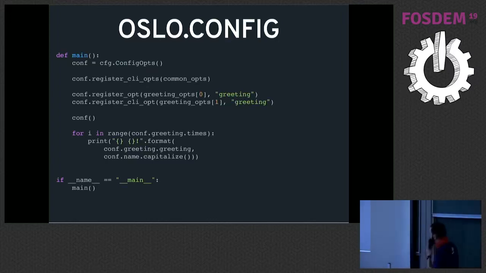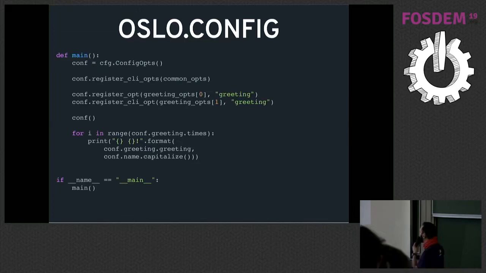Then here I have for e in range times, just to say hello world many times. So I'm getting the times config, and then I print, formatting the greeting and the name capitalized, and just my main boilerplate here.